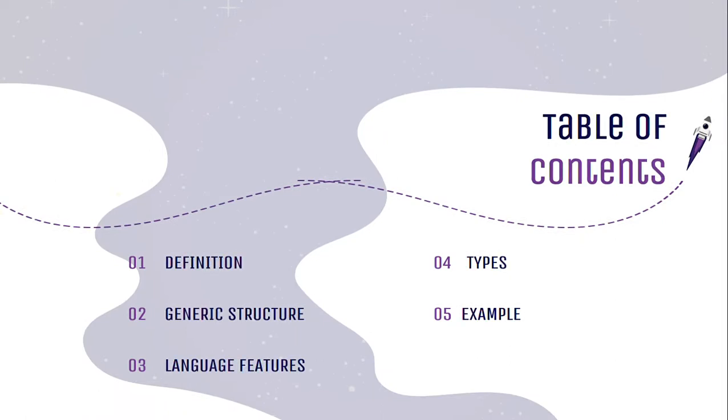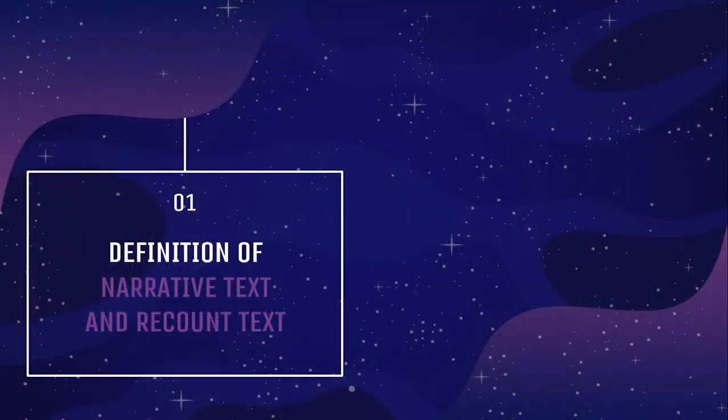Okay, so there are 5 points that you have to know if you want to master this chapter. The first one is the definition of narrative text and recount text. Second, the generic structure. Third, language feature. Fourth, types. And the last one is example. Next. 1. The definition of narrative text and recount text.